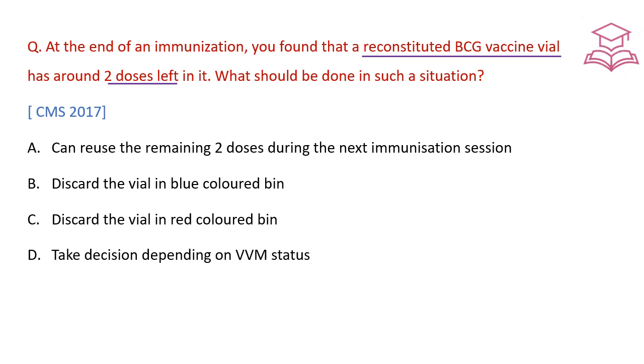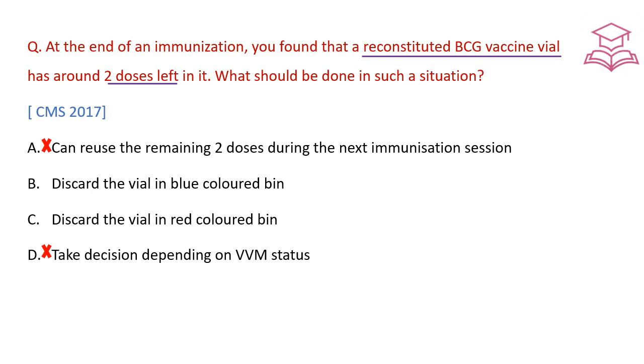The first option says to reuse the remaining 2 doses. It is a wrong answer. Then B and C tell to discard the vial. Both can be the right answer. And D option tells to take a decision depending on the vaccine vial monitor status. Vaccine vial monitor is for the heat sensitivity of the vaccine. So it is also a wrong option. Now we have to decide between B and C.